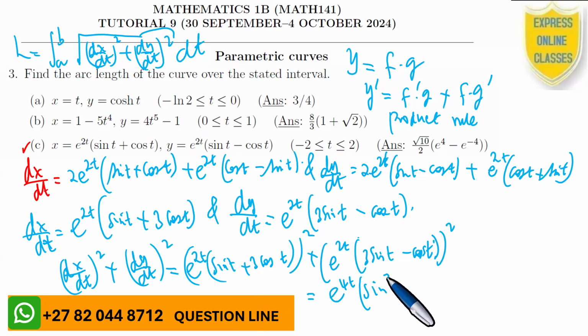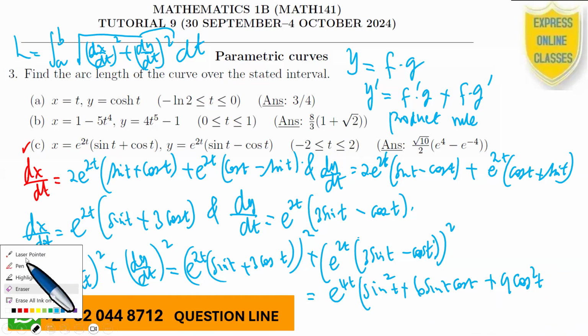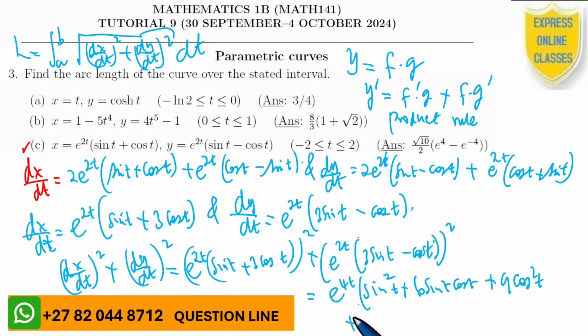So that is going to become sin squared t plus 6 sin t cos t plus 9 cos squared t. Then the next thing we're going to have is plus this one, which is 9 sin squared t minus 6 sin t cos t plus cos squared t. Okay, the squaring gives us this, but let us check if we can find any like terms. This and that do cancel out. And then you have sin squared t plus cos squared t.